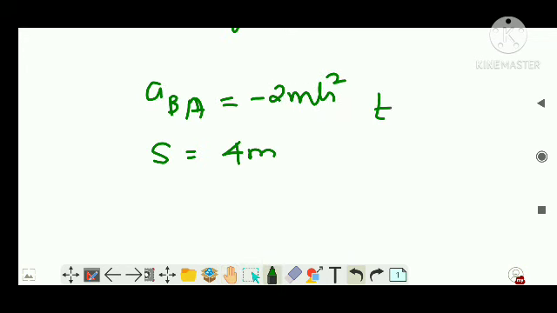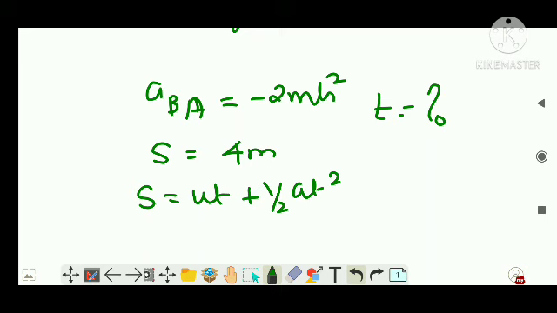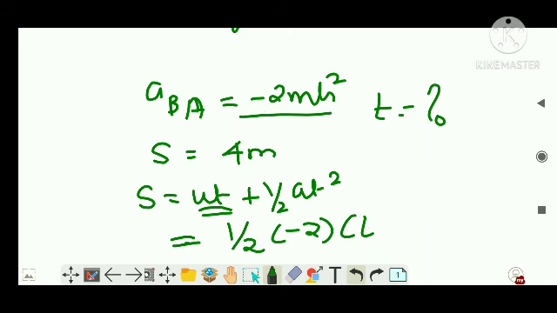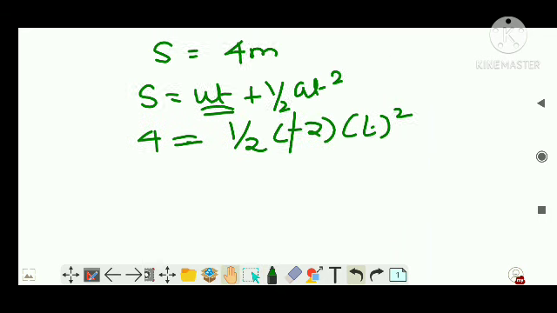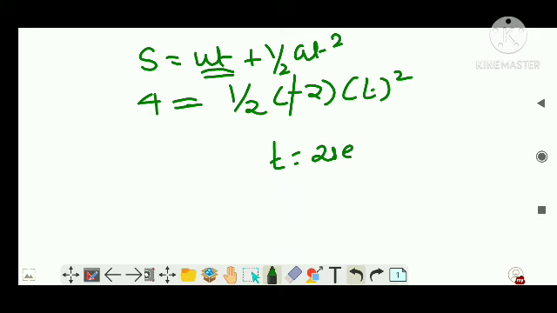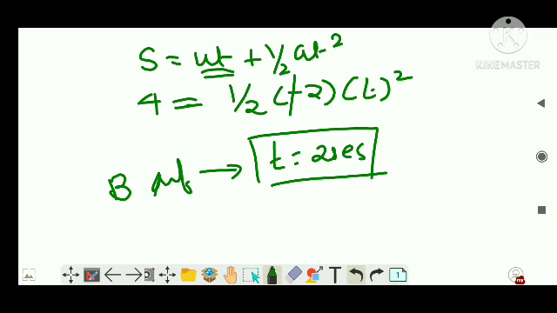So how much is the time by which the block B falls? How can you calculate? Again, S is equal to ut plus half at squared, right? Initially the block B was at rest, it was not in motion, so I can take u as 0. Then it is equal to half times the relative acceleration, so minus 2, times t squared, and the distance is 4 meters. So you can find t as plus or minus 2. You will just write it as 2 seconds because time can never be negative, right? Clear? That is, the block B will fall after 2 seconds. Okay, simple, right?